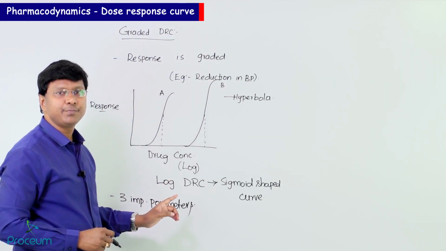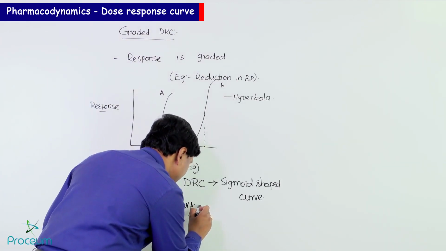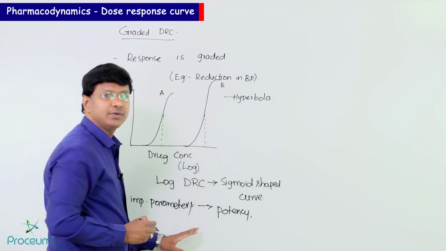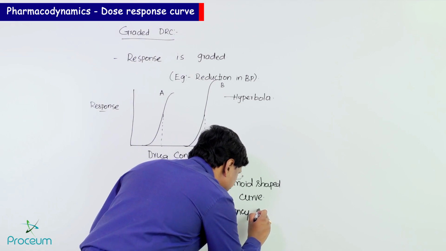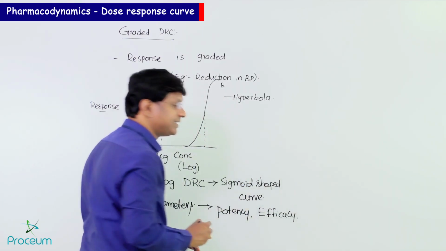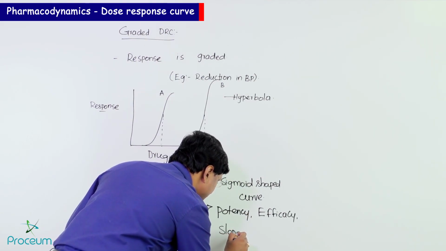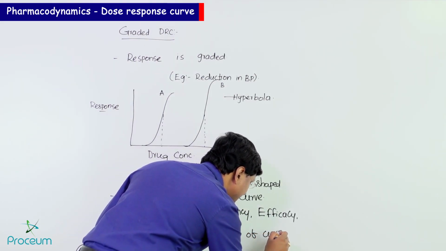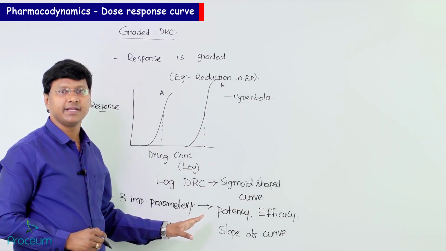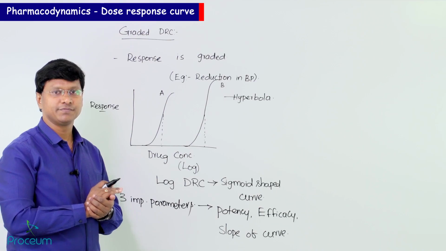Remember, three important parameters can be determined from the dose response curve. One is potency, the other one is efficacy, and the other one is the slope of the curve. These are the three important parameters that can be determined from the dose response curve: potency, efficacy and slope of the curve.